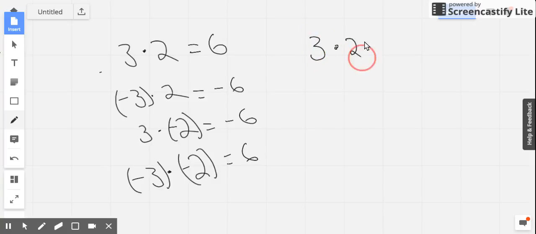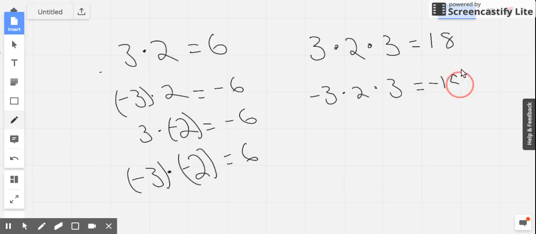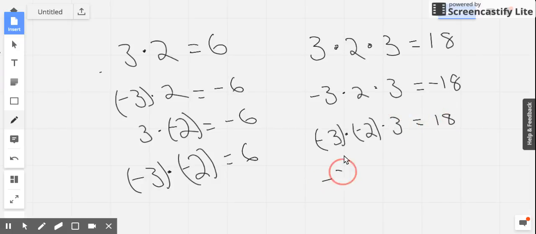3 times 2 times 3. Well, if any one of the numbers is negative, then you have a negative product. So here we have a positive product, 18. If we have a -3, then we have a -18. If we have two negative numbers, let's say both the 3 and the 2 are negative, then we would go back to a positive. But if all three numbers are negative, then it would be negative.